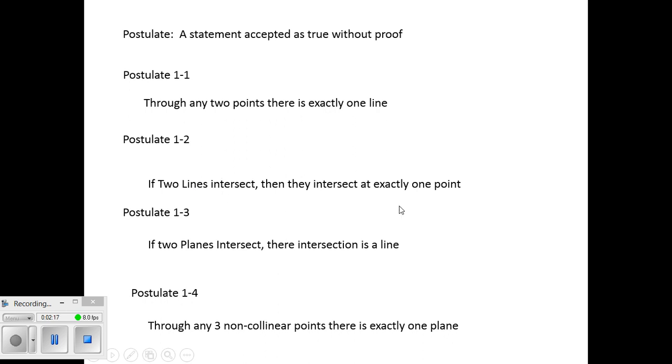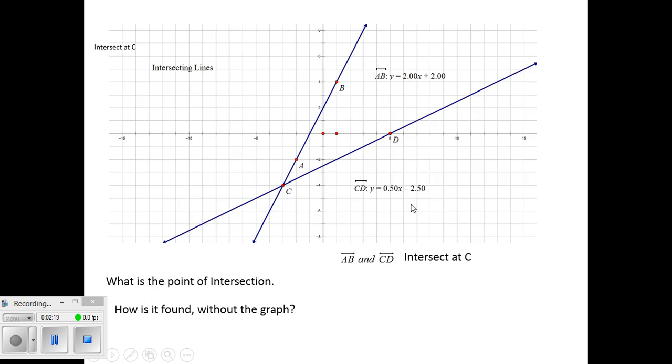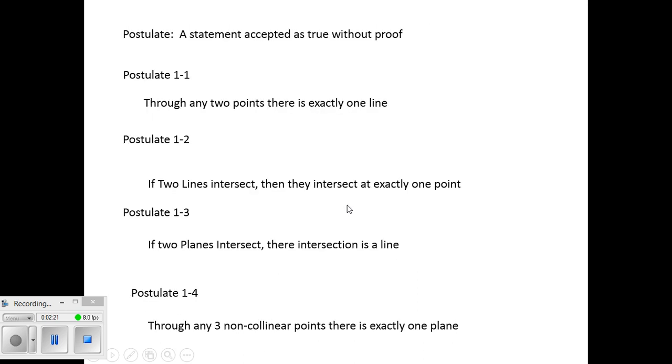If 2 lines intersect, then their intersection is at exactly 1 point. Going backwards, I'm sorry: if 2 planes intersect, then their intersection is a line. We'll show you depictions of this with some ideas. And through any 3 non-collinear points, there is exactly 1 plane. You should be outlining these things from your textbook to reinforce the basic ideas.